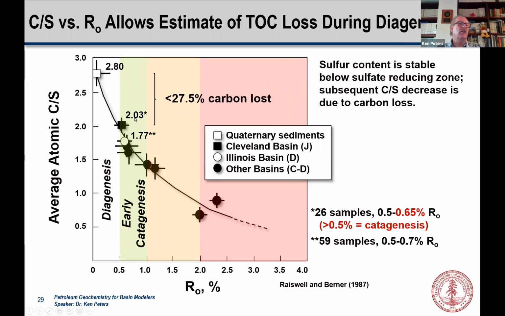This one right here is probably a little bit high. And this one certainly is high because it's 0.7% reflectance. So if you calculate the carbon lost here, it's going to be even more. But from here to here, the carbon loss is about 27%, which doesn't differ too much from what our calculation from the Van Krevelen diagram was, which is around 20 to 22% carbon loss.